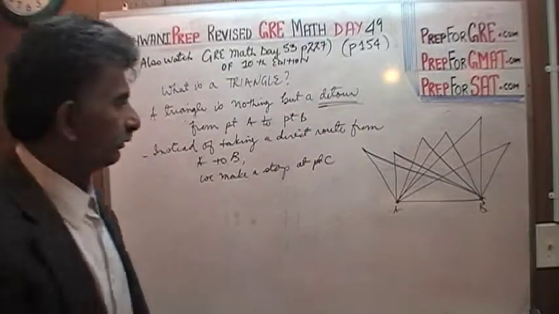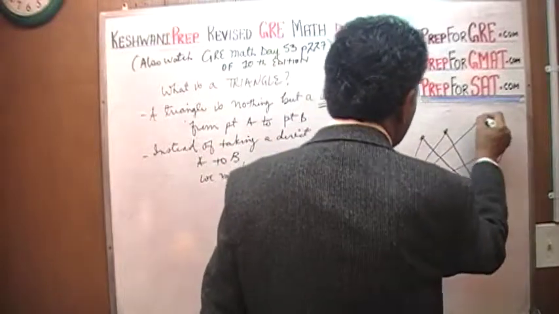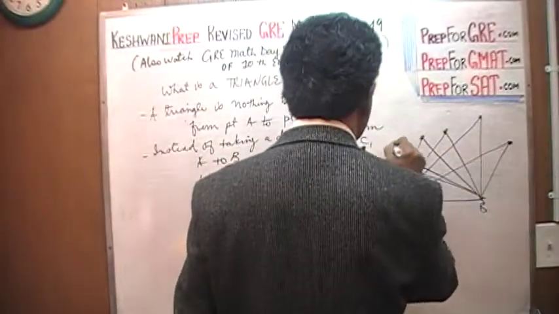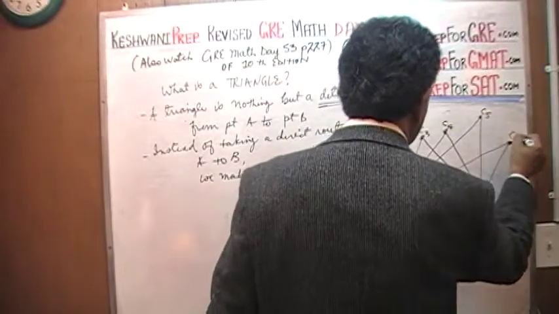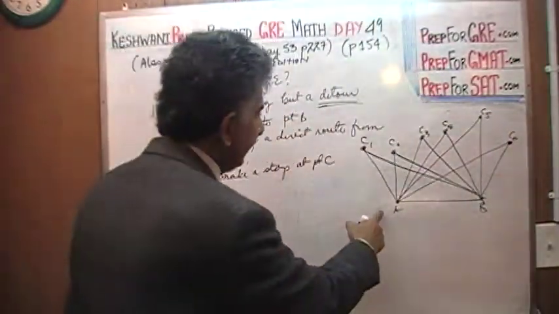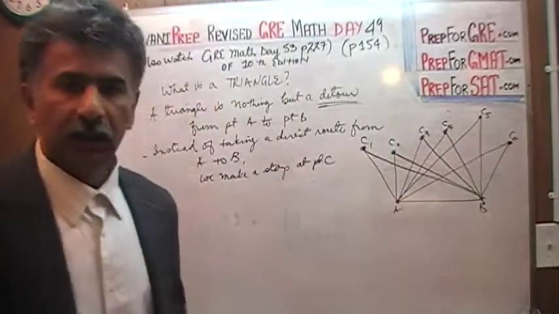But all of these are detours. These are all possible detours. These are all point C's. These are all C's. And all of these make a triangle. C1, C2, C3, C4, C5, C6. So we have A, C1, B, A, C2, B, A, C3, B, so on and so forth. And these are all triangles.